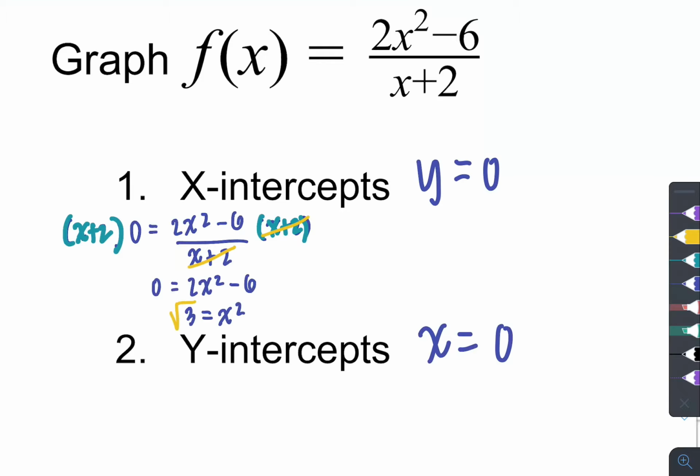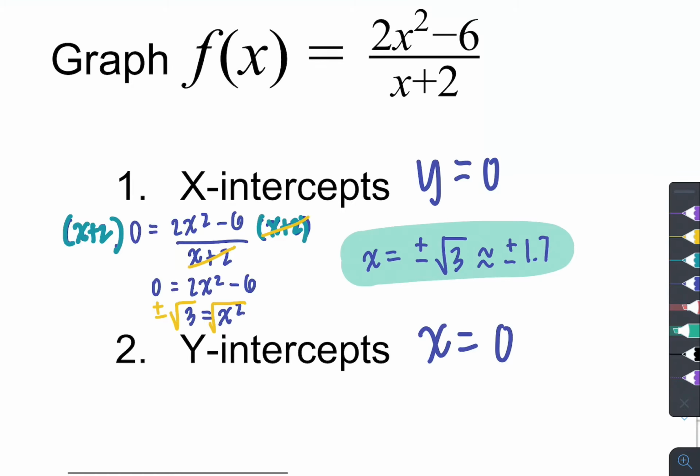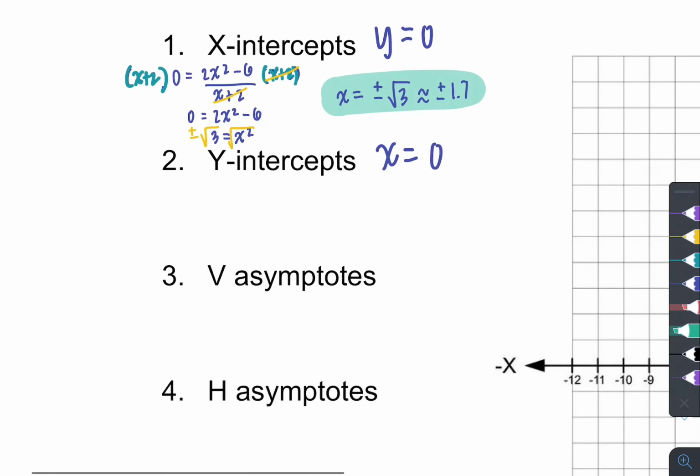We have to take the square root of both sides. When we do that, we have to put plus or minus. So x is equal to plus or minus the square root of 3, which is about 1.7. We want to just round it for our graph. So let's go ahead and save that for later.